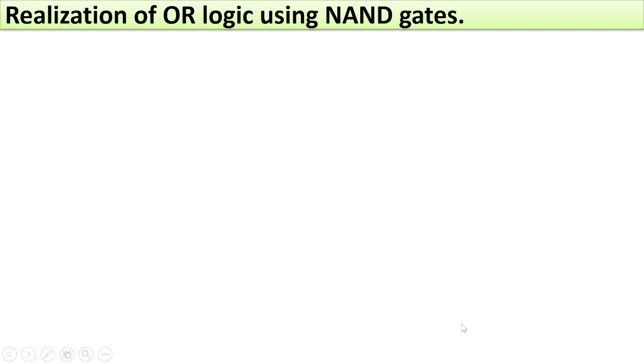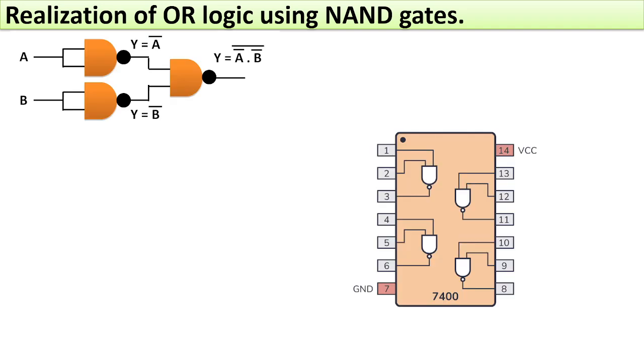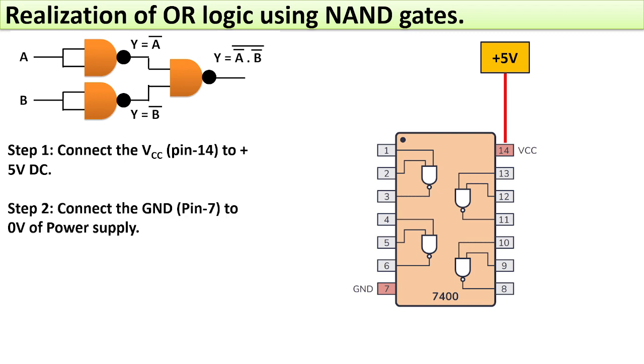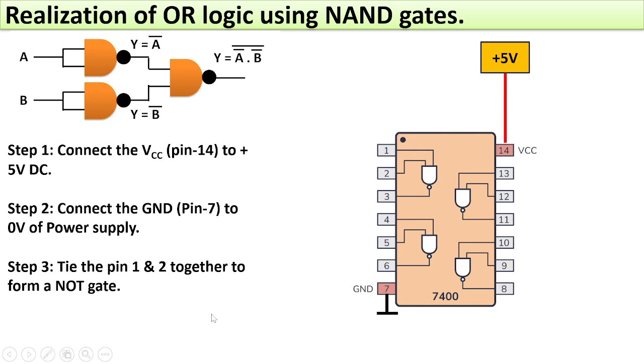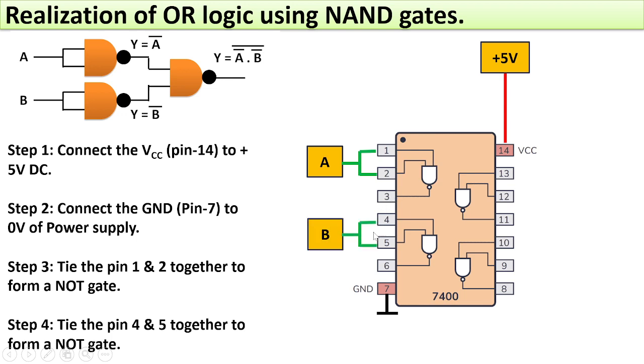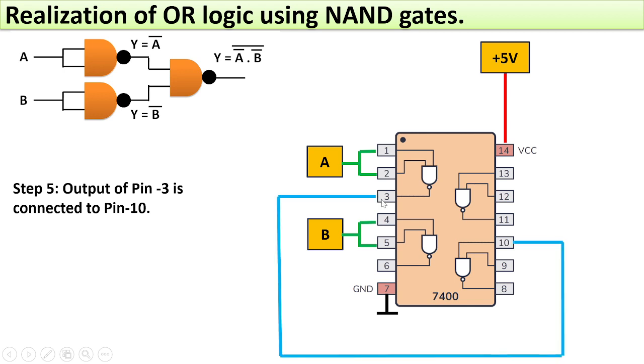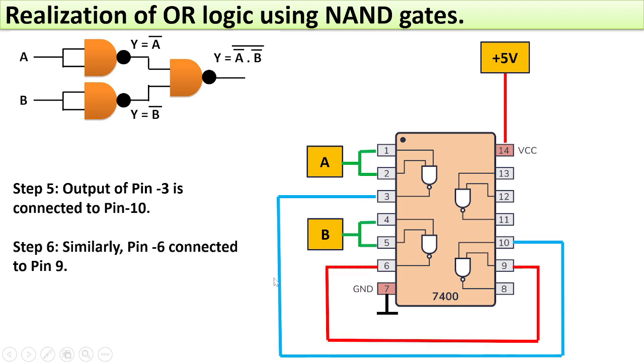Now let's see how we do it practically. You use the integrated circuit, again connect the supply to +5 and ground, then tie pins 1 and 2 and denote this as A, tie pins 4 and 5 and denote that as B. Then you connect the output of this to one of the inputs of another NAND gate, say between 3 and 10, then connect pin number 6 to pin number 9 of the same NAND gate, and now you just take this as your output.